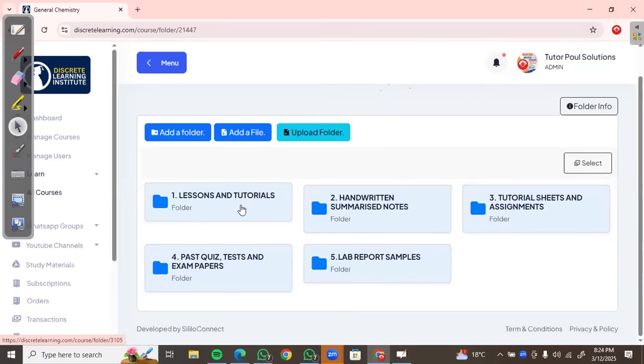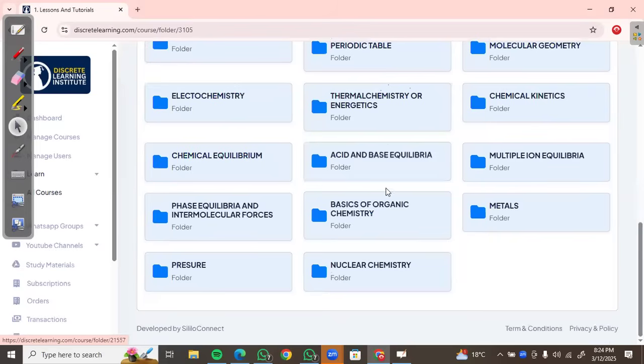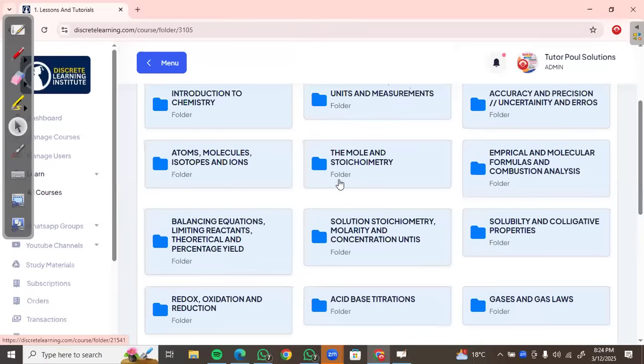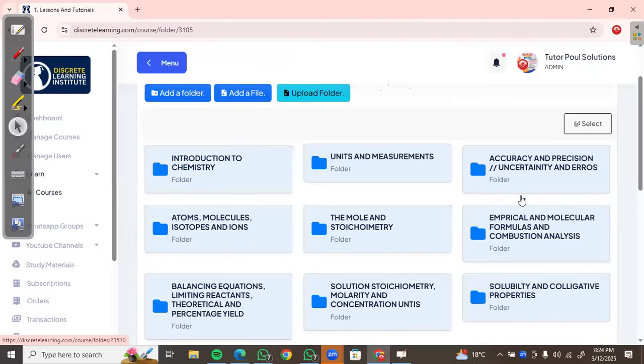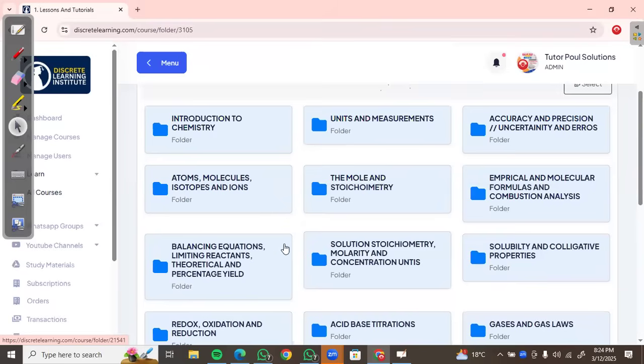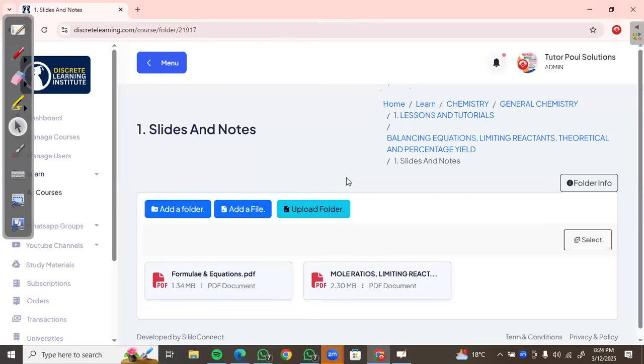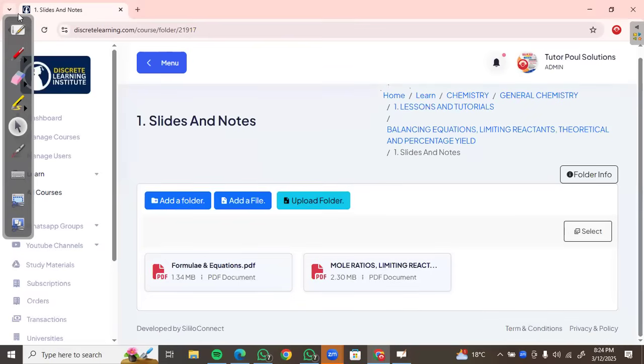So for example, if you go to the lessons and tutorials, what are you going to find? You're going to find different topics that you're going to have in chemistry. All the topics that you're going to cover in chemistry are here. So you just choose whatever you want to learn about. For example, if you want to learn about, let me say, maybe balancing equations, limiting reactants, when you go there, you find the notes here. You can read the notes here to understand the concepts.